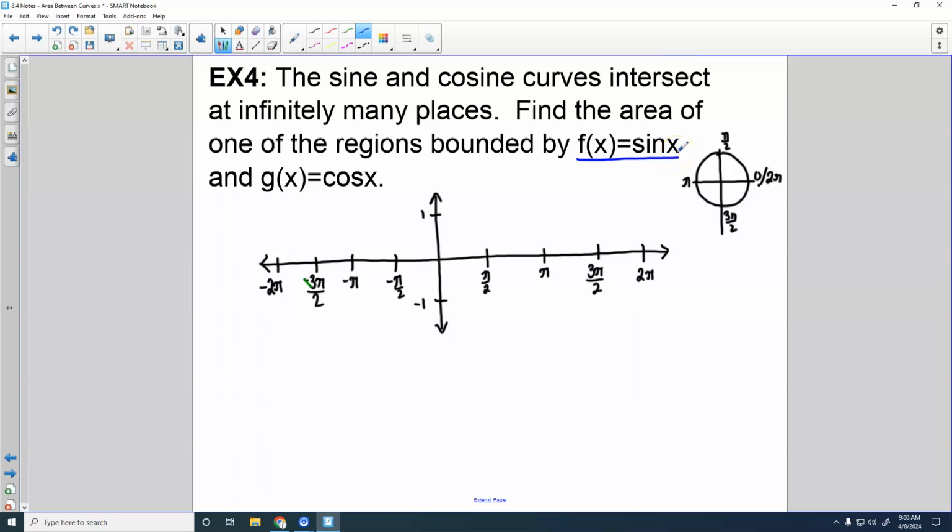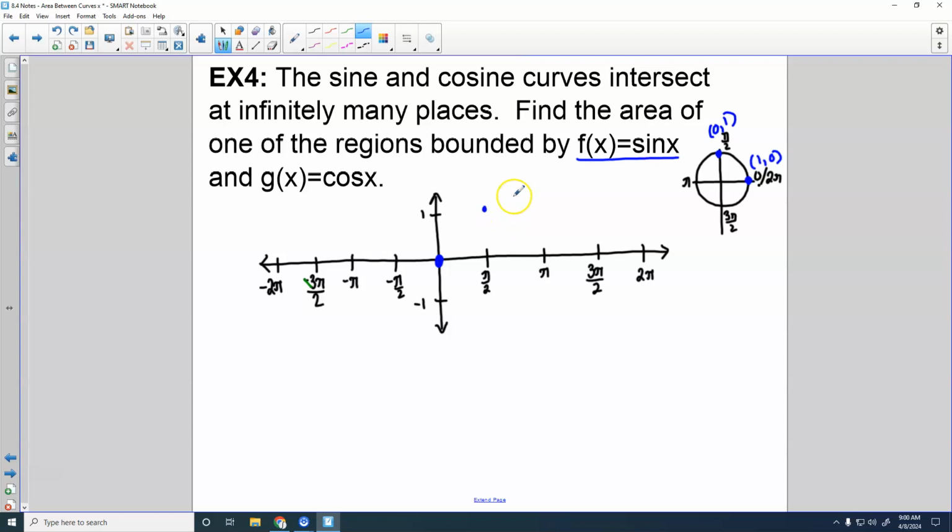Okay, so let's think first about f of x equals sine x. What is sine of 0? Sine of 0 right here, the coordinates of this point are 1, 0. Sine is your y coordinate. So sine of 0 is 0. Its y-intercept is right here at the origin. Okay. What is sine of pi over 2? It is 1 because this is the point 0, 1. It's your y coordinate. Right.